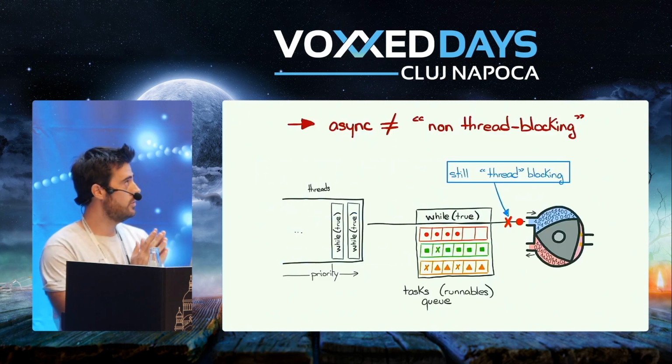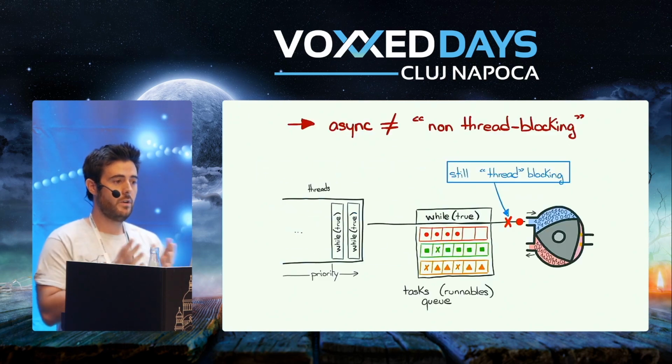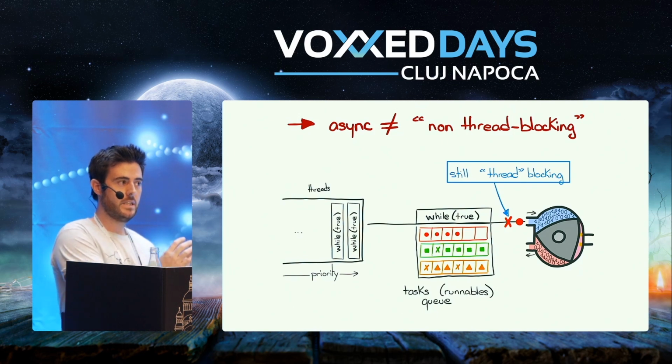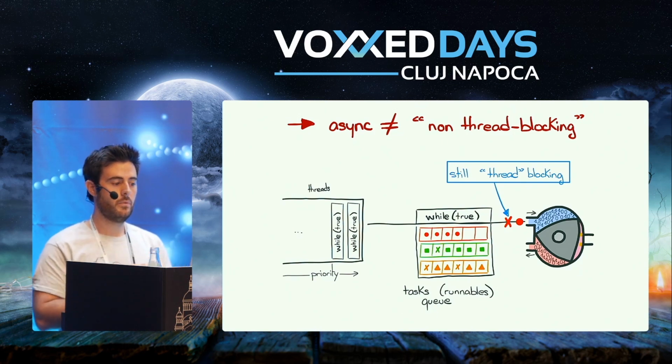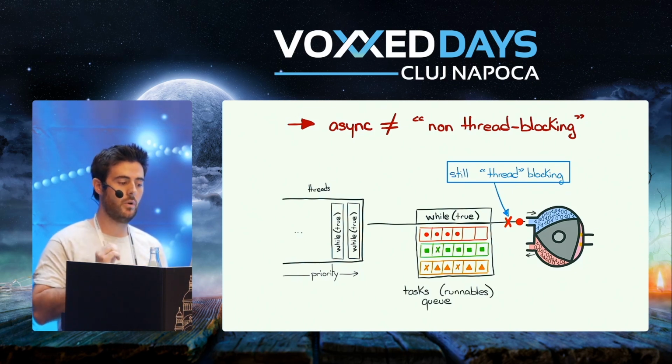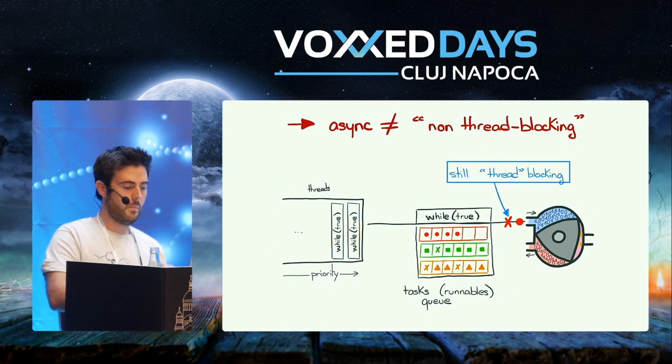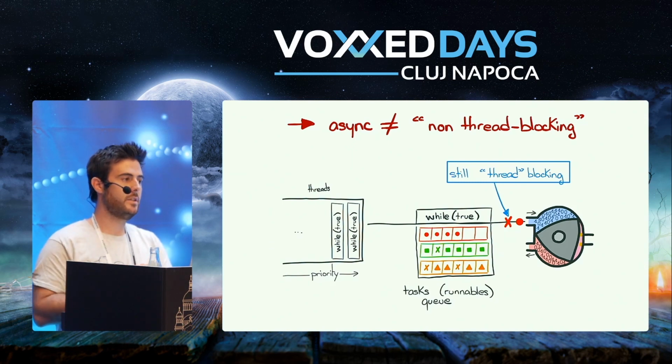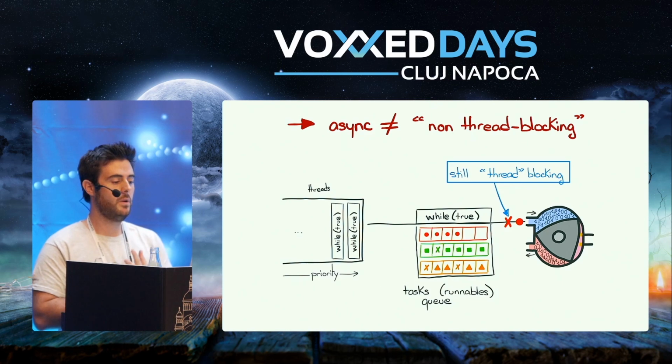So this was just a reminder that whatever you read on blog posts, asynchronicity is not a synonym for non-thread blocking calls. All right? You can have a fully asynchronous API. If under the hood it uses thread blocking calls, those threads will be blocked. So here you can see that the problem for efficiency is not really with synchronous versus asynchronous. It has really more to do with thread blocking versus non-thread blocking calls.